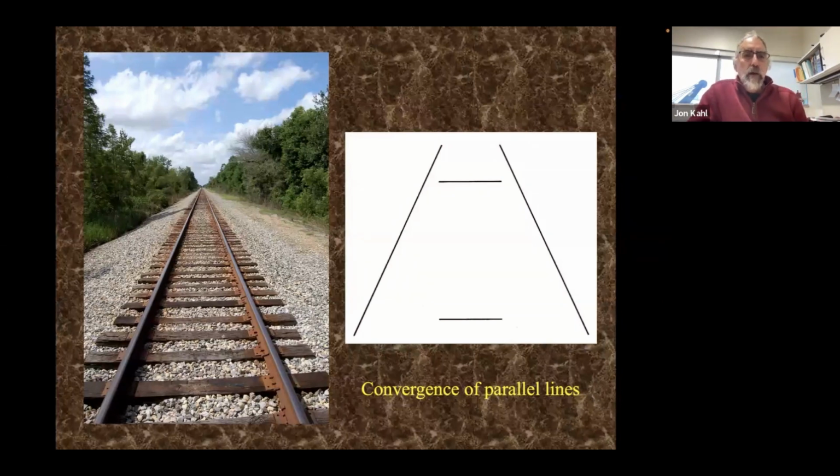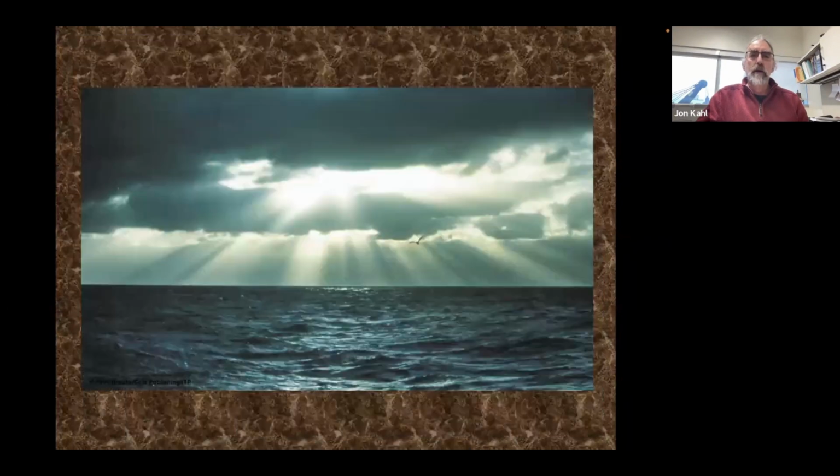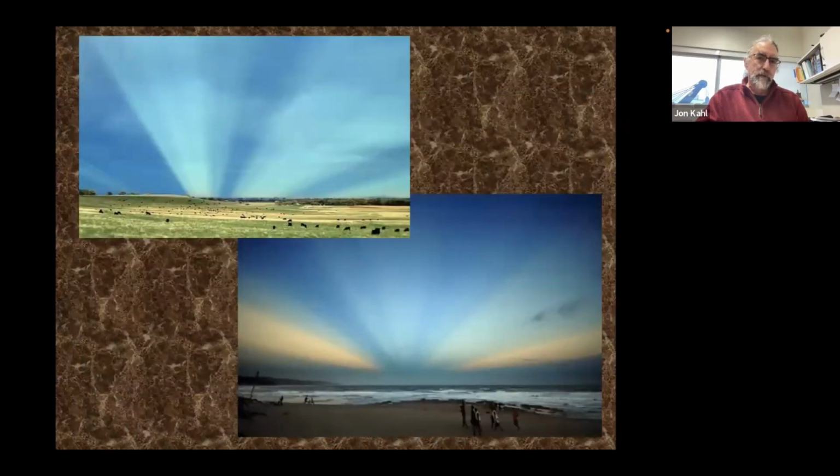So you can see it in the diagram to the right, you can see it in the photo to the left, where in both cases, the lines are parallel. And if you remember from your geometry class in school way back when, parallel lines never intersect. So it looks, and this is the optical illusion, it looks like they intersect, but they don't. So that's what you see with the sunbeams, crepuscular rays, anti-crepuscular rays.